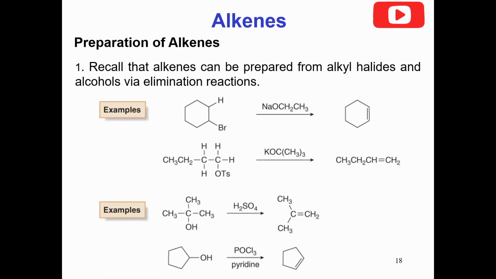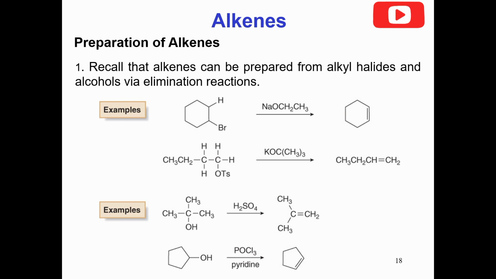Alkenes are prepared from alkyl halide and alcohol via elimination reaction. Remember, by elimination, you're removing something. When we are going to talk about the reactions of alkene, you'll understand that alkene can undergo addition reaction of hydrogen halide to form alkyl halide. So reversible is the case here. So when alkyl halide, in the presence of a strong base, which can be sodium ethoxide or potassium tertiary pentoxide, in that case, we are going to form an alkene.